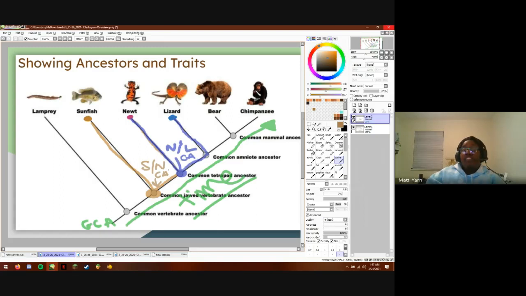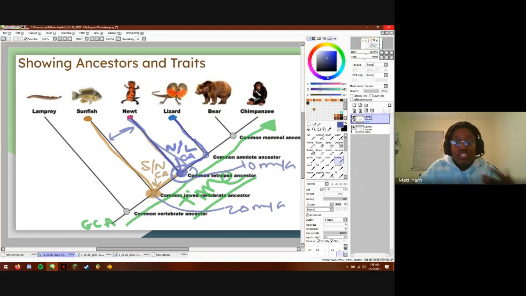All right, if you said the lizard, you are correct, and here's why. The most recent ancestor, remember, time-wise, is this one here. So the most recent common ancestor is what determines it. Not space-wise this way, no. It's whose ancestor is more recent. So again, this could be 10 million years ago, maybe this was 20 million years ago, but time's going in this direction. And so we look for the most recent common ancestor. So that's how we know the newt and the lizard are more related. Okay.